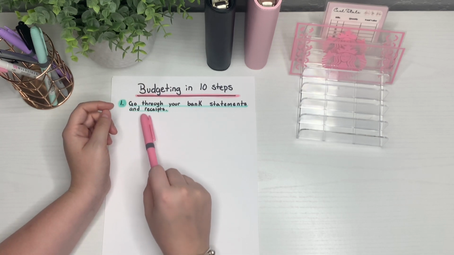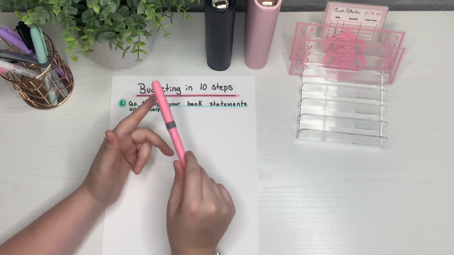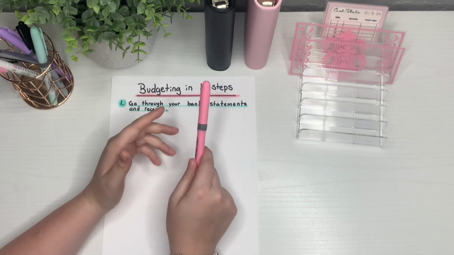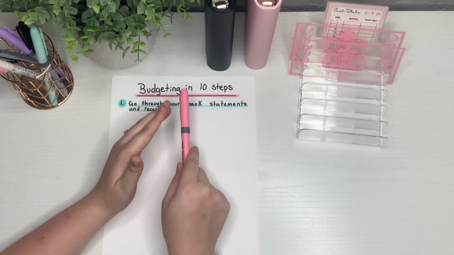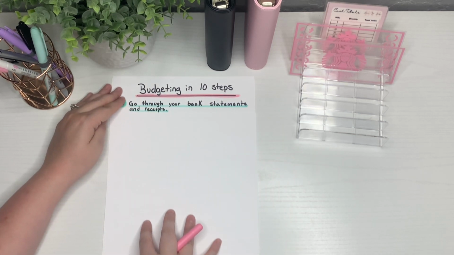Now, if you don't keep your receipts, that's okay. Just work with your bank statements and you can adjust your budget as you need to once you have created one. So that is going to be step one, is to go through your bank statements.